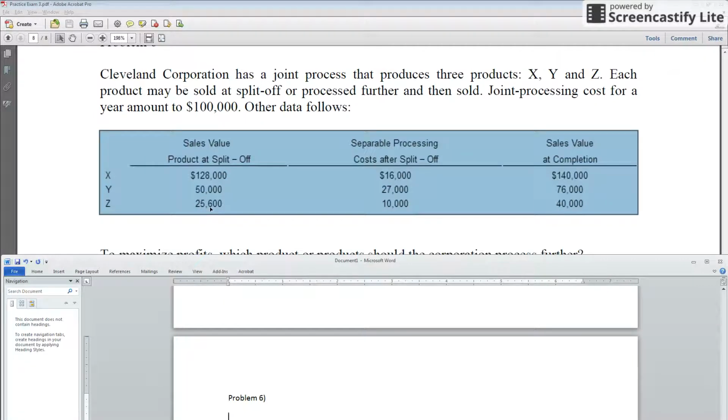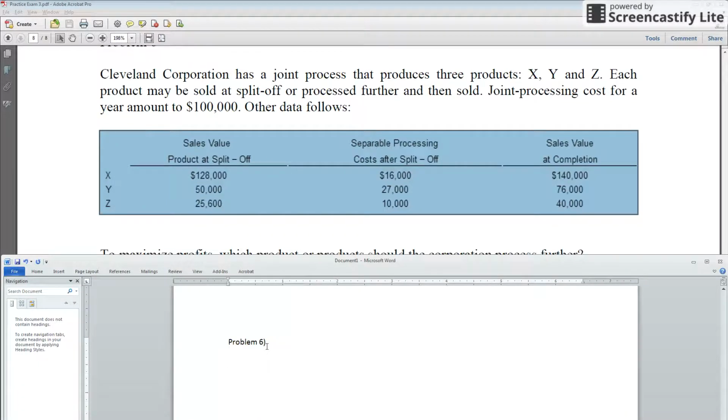Now the option in front of the company is, when I have the X at a split off, if I spend $16,000 more on processing the X, I can sell it at 140. And the same goes for Y and Z. The question is asking which one of these products should I process more? The question is kind of easy, because let's solve for X.